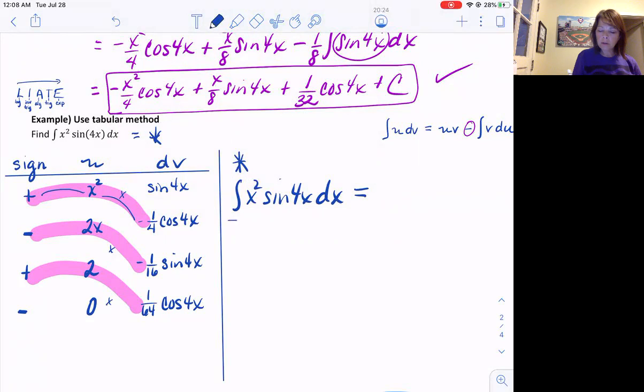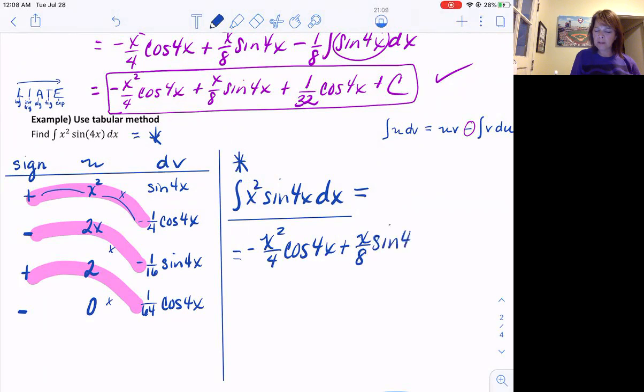So go back to your antiderivative here. That is then equal to plus x squared times 1/4 cosine 4x. That's easier if we just write it like this. Minus x squared over 4 cosine 4x, and then plus, because we have minus a minus, so it's going to be plus 1/8. So it's going to be x over 8 sine 4x.